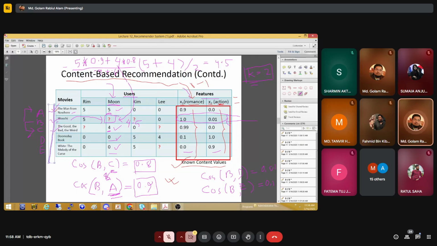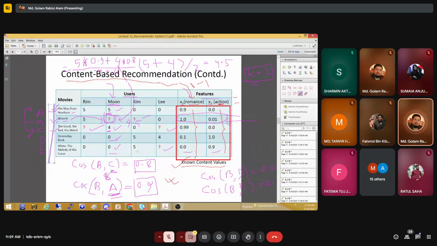That value is usually called the weighted value. So that means we can predict the value, or we can say the rating of Uchi, in the case of our user Moon. Similarly, we can also find out the values for Kim, for Lee, and for Reem.